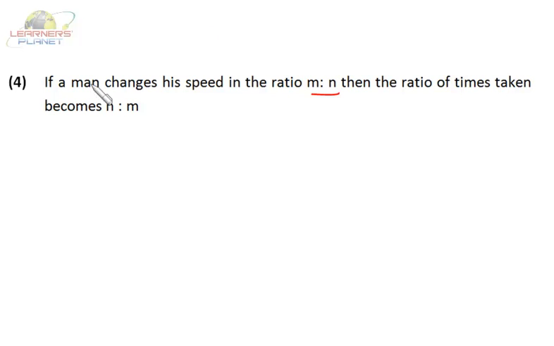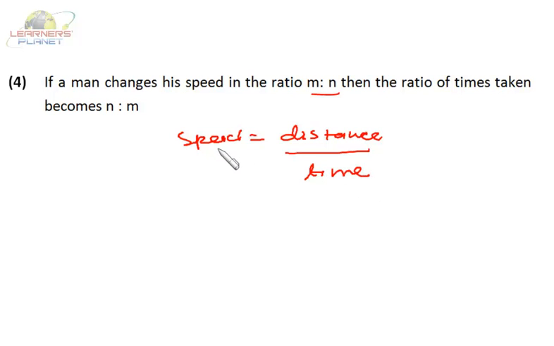Now let's see the next concept. If a person changes speed in the ratio m is to n, then the ratio of time taken becomes n by m. Let me write the formula here once again. Speed is equal to distance over time. Now friends, you might observe that speed is inversely proportional to time. If speed increases, then to cover the same distance the time will be reduced. And if speed decreases, then to cover the same distance the time will be increased. That means speed is inversely proportional to time.